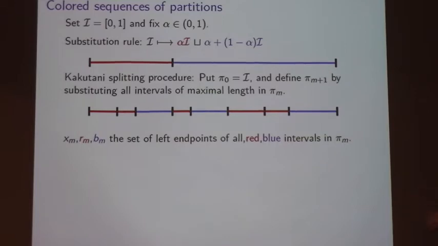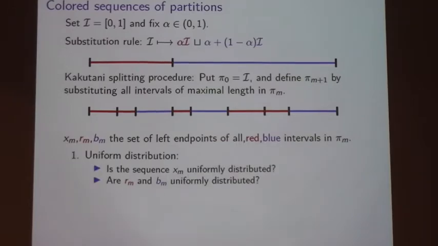Okay. So if we call the set of left endpoints for all the intervals xm, and the red intervals rm, and the blue intervals bm, we can ask various questions about this sequence of partitions. So the first type of questions concerns uniform distribution. Is the sequence of left endpoints of all the intervals that appear in these sequences of partitions uniformly distributed? And is it also true if we only look on the red and the blue intervals? This is one type of questions.